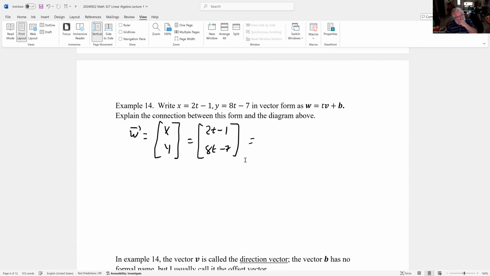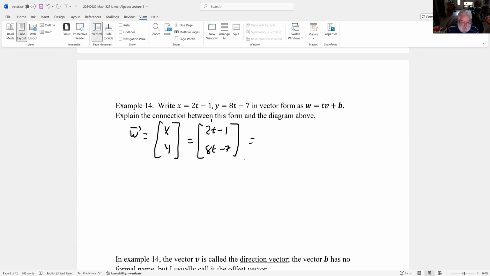Now we're going to use some of the properties of vectors, but sort of backwards. When we're looking at the equations for distribution and associativity and all the things, it's usually about taking things and putting them together to get one thing. Here we're going to break these apart.